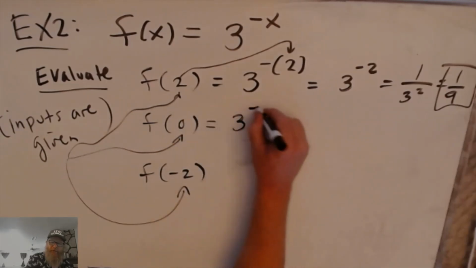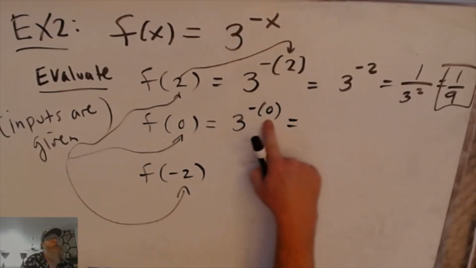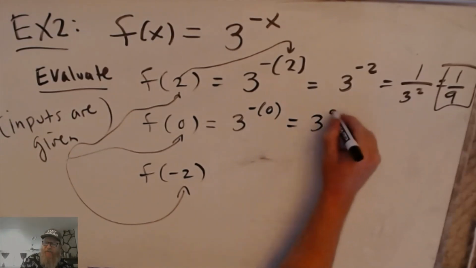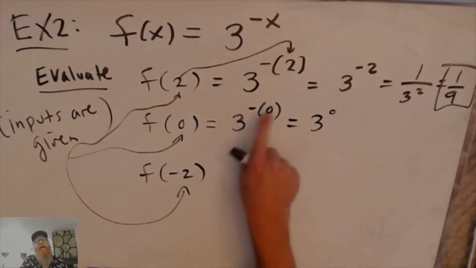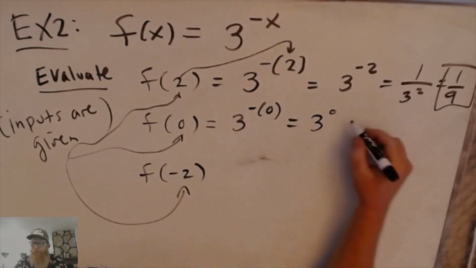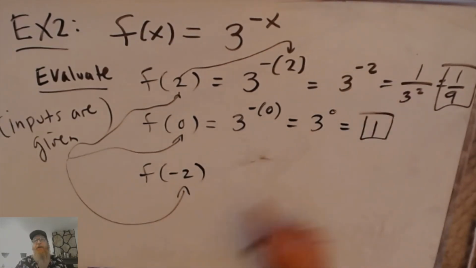Okay. When you plug in 0, notice there's no such thing as negative 0. Negative 0 doesn't make any sense. So negative 0 is just 0. And so there's another freebie, free answer. You get 1.